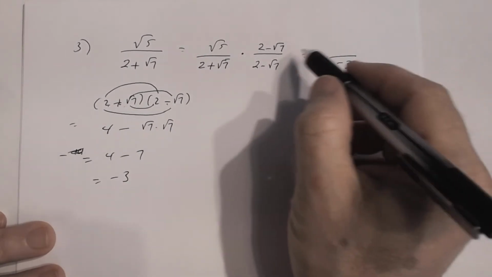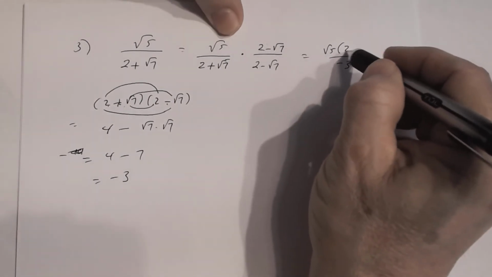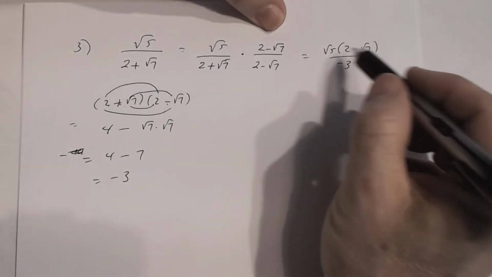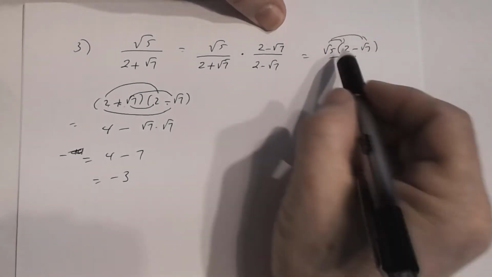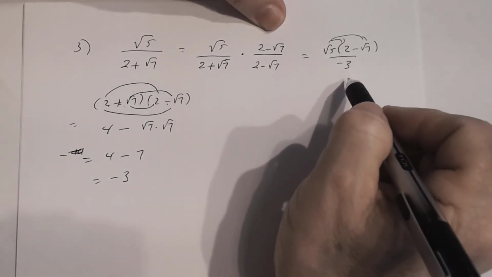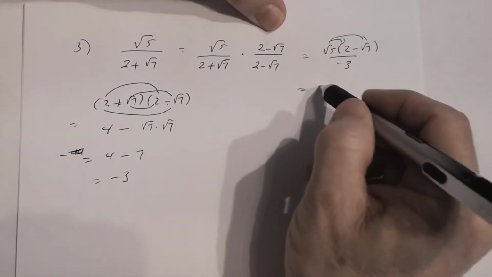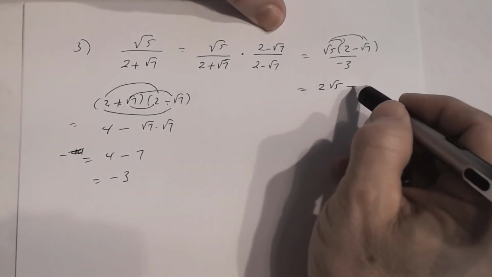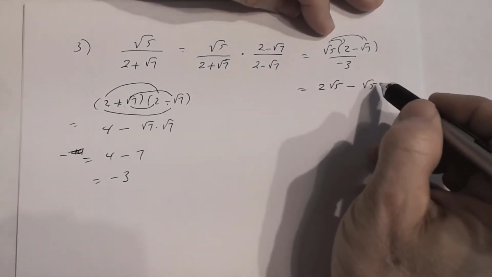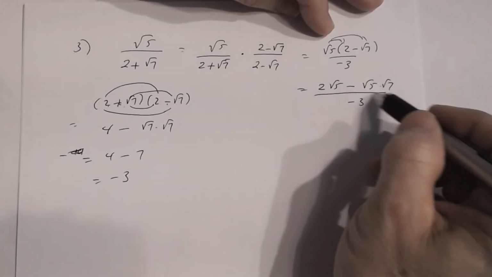Okay? My numerator, I have the square root of 5 times 2 minus the square root of 7. Now let's go ahead and multiply this out. Notice I can't reduce anything here because that's the square root of 5 and that's just negative 3. So let's go ahead and distribute. So I'm going to get 2 square root of 5 minus, and then remember I'm going to write it out, I have the square root of 5 times square root of 7, divided by negative 3, but I expect you to go with this further.